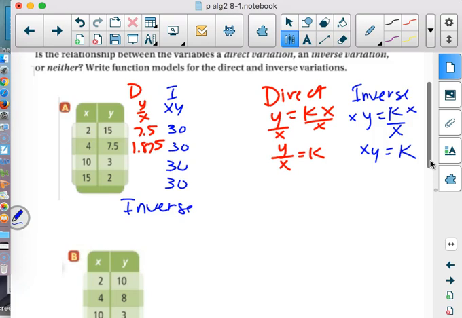And what we just found is K. So we go over here and we say inverse is supposed to look like this. Y equals K over X. Y equals 30 over X. There it is. So we find K by taking X times Y for inverse variation. We find K by taking Y and dividing it by X for direct.